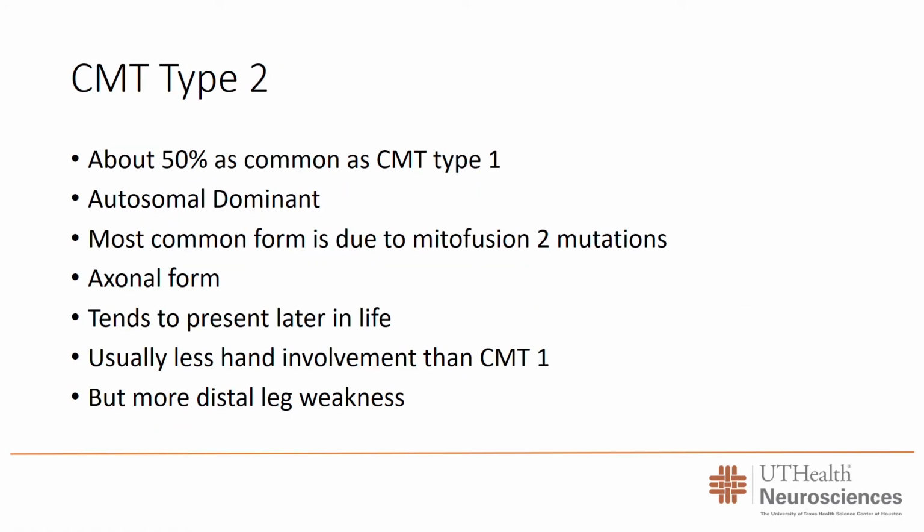CMT type 2, about 50% as common as CMT type 1. It's also autosomal dominant, and the most common form is due to mutations in mitofusin 2. And it produces an axonal form, and it tends to not have as much hand involvement as CMT type 1.